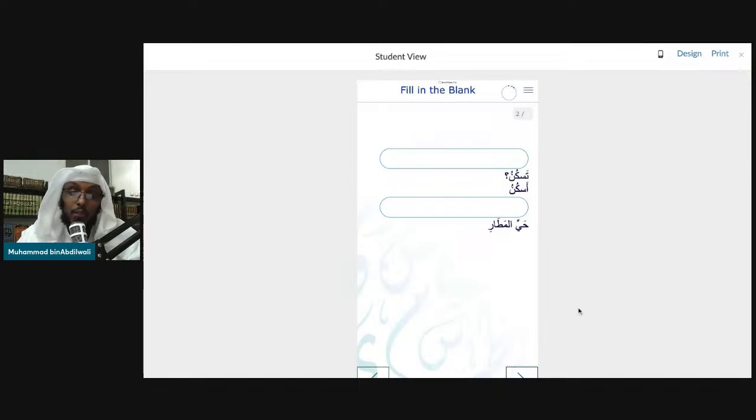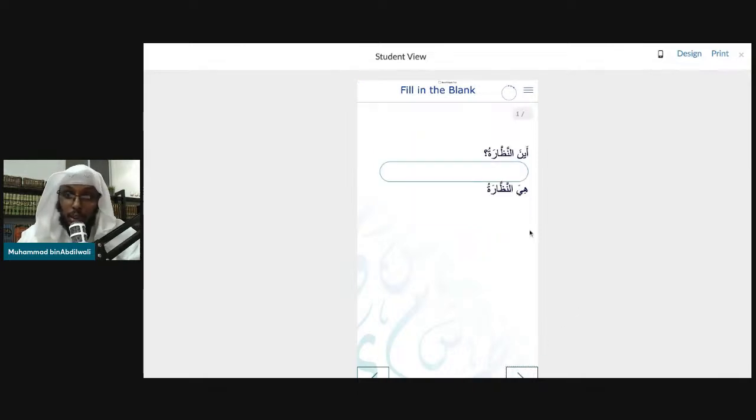Knowing that if this is masculine, this should be masculine. If this is feminine, this should be feminine. وهكذا. Okay? أين النظارة؟ هذه هي النظارة. I don't know why it's showing up a bit weird. I think I'm going to add a space between the question and answer because it's too close to each other. I'll do that later, inshallah.